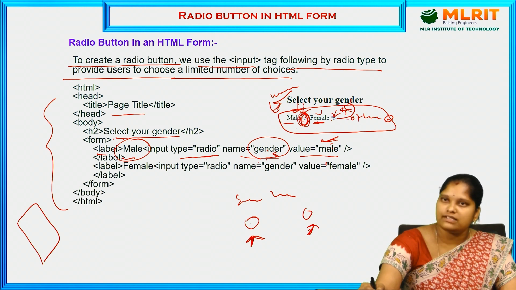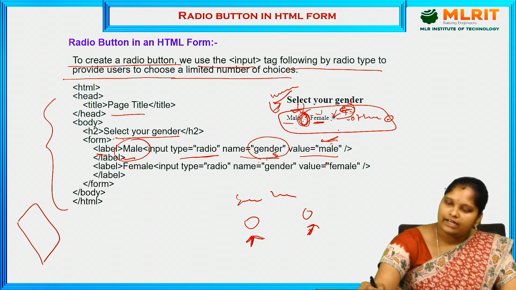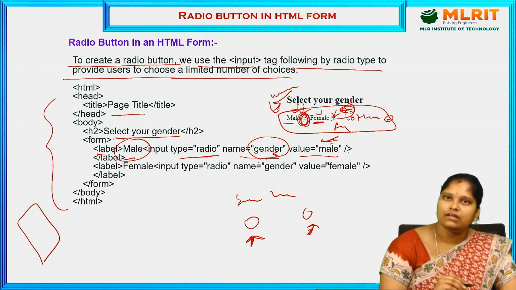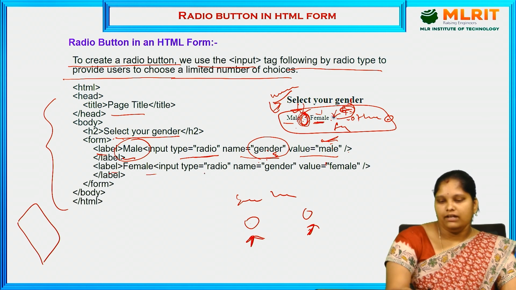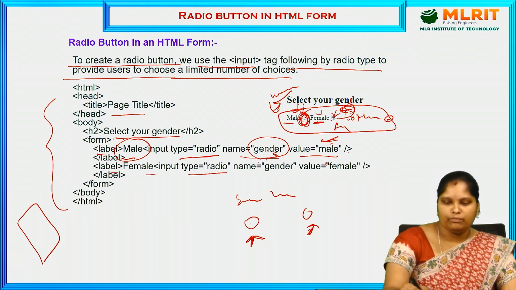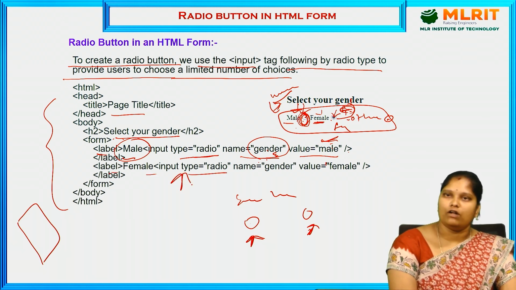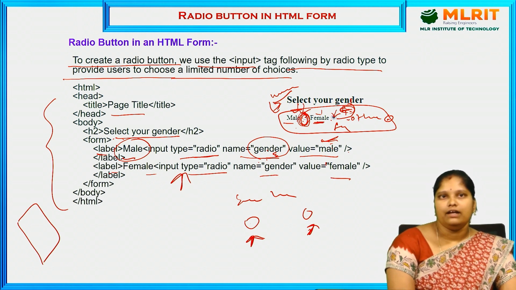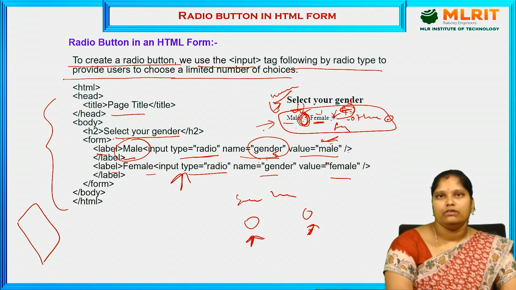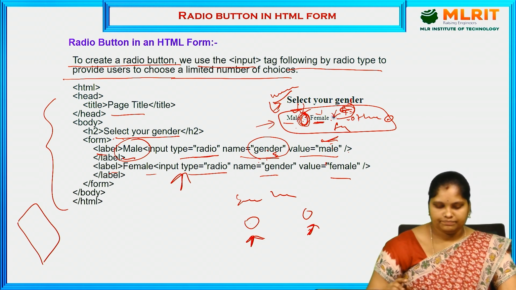We need to choose the gender, right? That is the name, and the value is female, right? For a radio button, you need to give the name and also the value. Next label is female, and input type is radio. You need to mention the input type, it is mandatory, and name and value. Like this, we need to insert the radio button into forms.